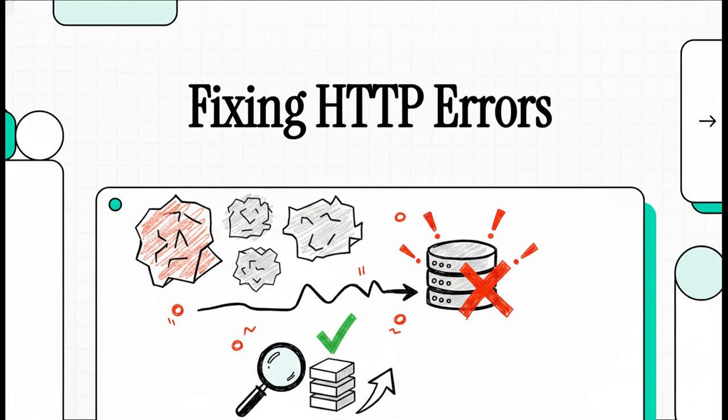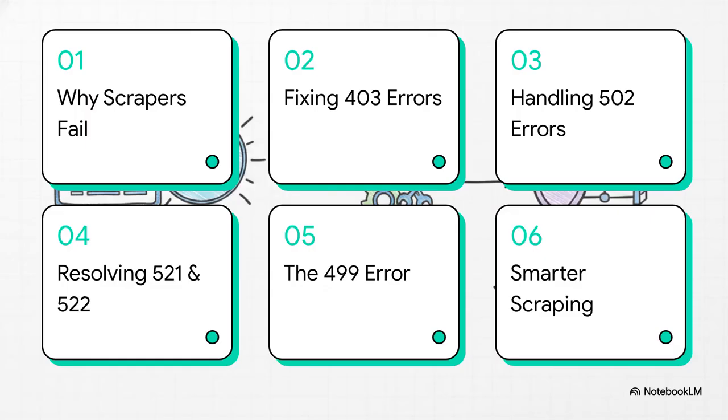But hey, don't panic. Welcome to This Explainer. I'm your guide, and today we're going to diagnose and actually cure these specific scraping headaches once and for all. Okay, so let's quickly hit the roadmap for today. We're going to look at exactly why your scrapers are failing in the first place, and then we'll tackle fixing the dreaded 403 forbidden error. After that, we'll handle 502 bad gateways, resolve those tricky 521 and 522 connection issues, unpack the 499 error, and finally, we'll wrap up with some much smarter scraping best practices to keep you up and running.